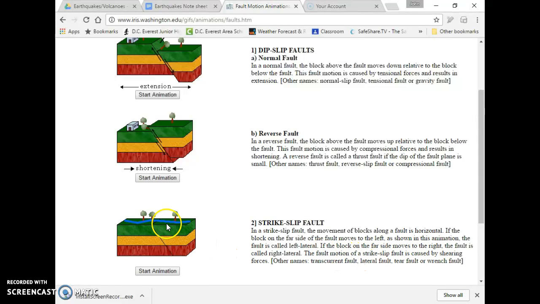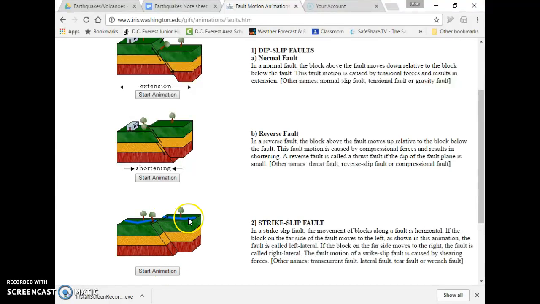Okay? So you're going to notice on this one, instead of there being an upward and downward movement like there were with these two, you're going to want to look right here and pretend that this blue line right here is a sidewalk, okay, or a highway. So I want you to watch what happens to this sidewalk right here as we start the animation. You're going to see the lateral movement. You're going to see what happens to the sidewalk.